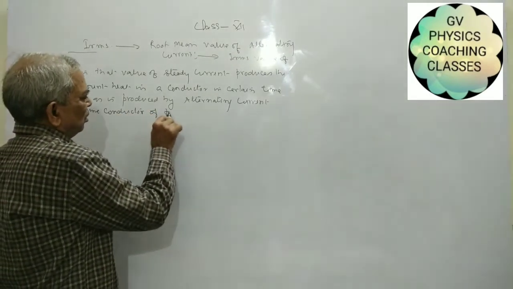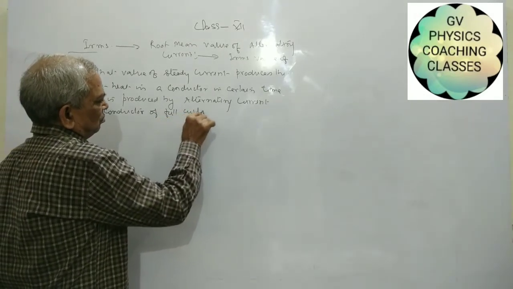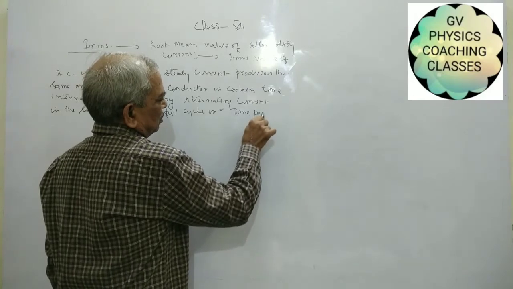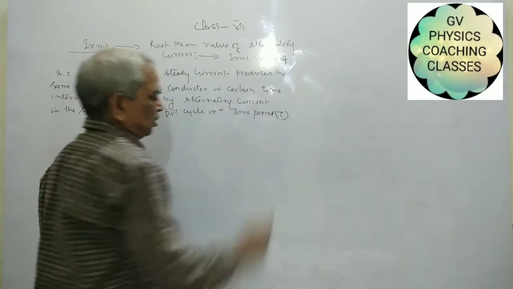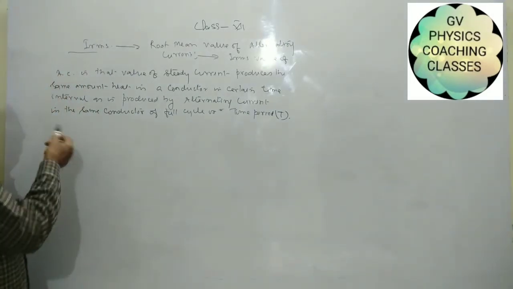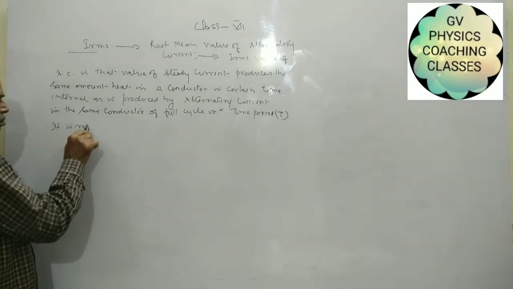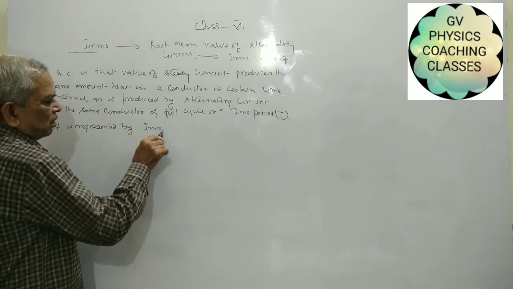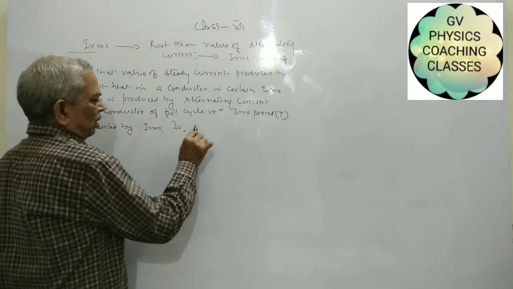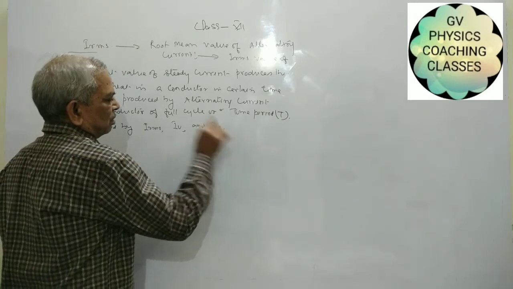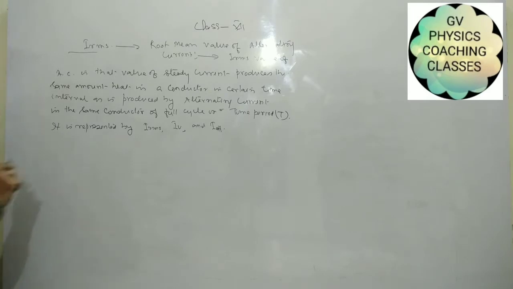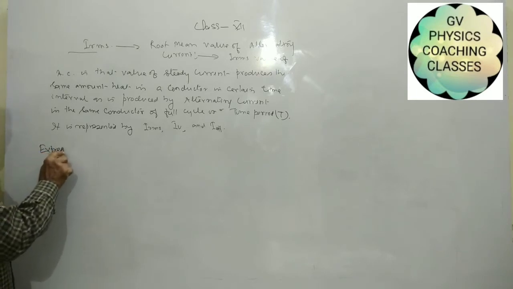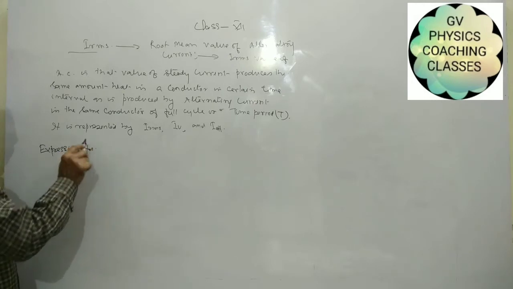For a full cycle or time period T. It is represented by IRMS, I virtual and I effective. Expression for AC or IRMS.